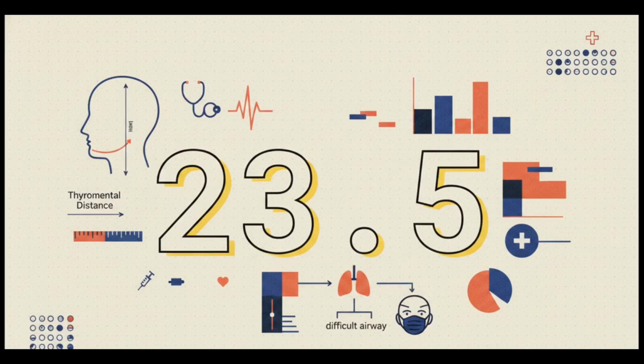And you're going to want to keep that thyromental distance in mind because it plugs right into another super high yield metric, the ratio of height to thyromental distance, or RHTMD. If we take the patient's height and divide it by that thyromental distance, we get a ratio. A value strictly greater than 23.5 is a highly sensitive and specific predictor of a difficult airway. So burn 23.5 into your brain. It's your magic cutoff number here.